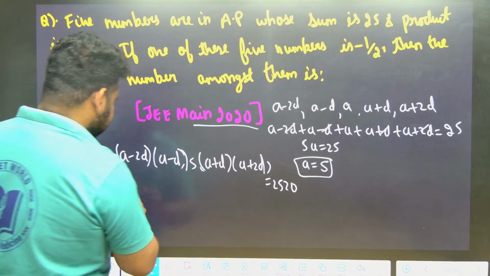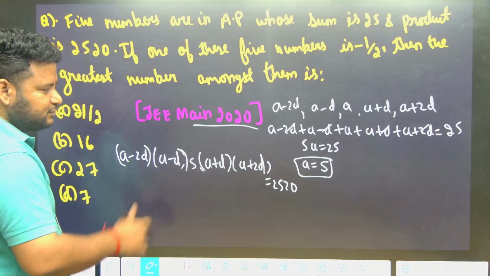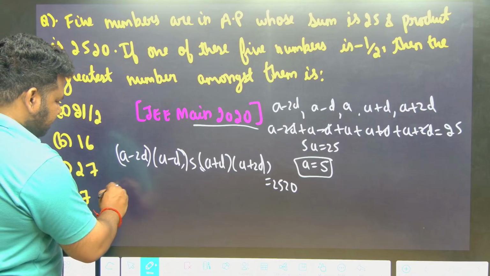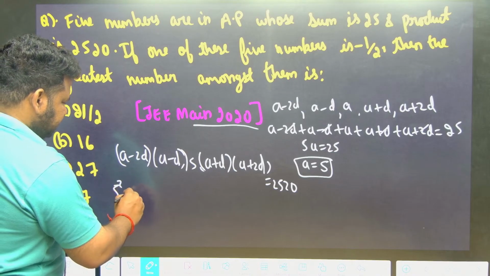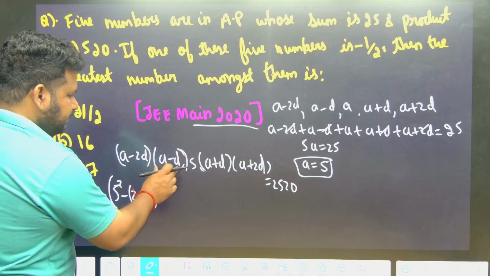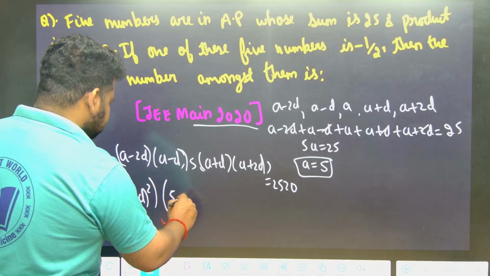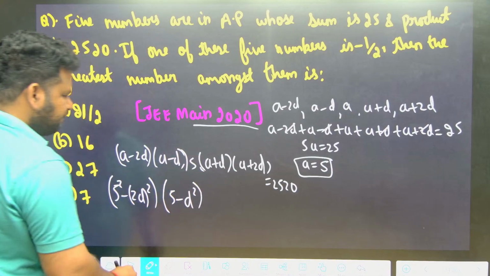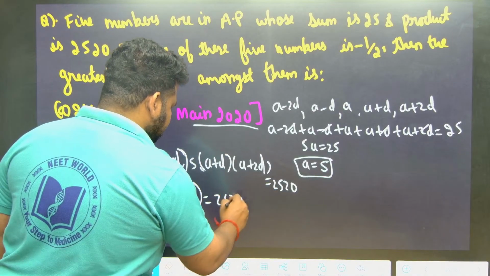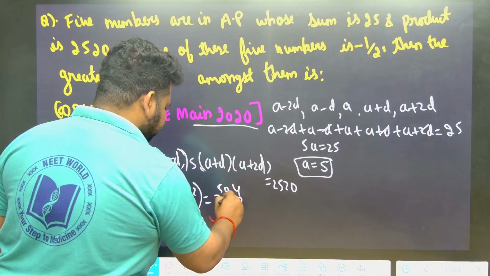So this will be equal to, let me write it here, A minus 2D into A plus 2D, which is nothing but A square minus B square, so I can write it as 5 square minus 2D whole square. A minus D into A plus D, because I can put A as 5, is 5 square minus D square. So 5 square minus D square is equal to 2520 by 5. 2520 by 5: 5 into 5 is 25, this is 504, 5 4s are 20.